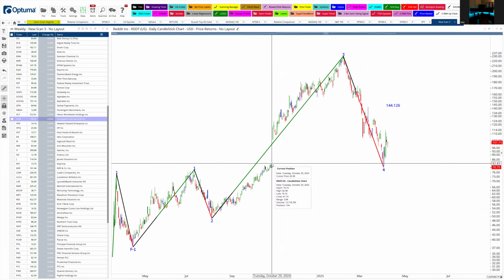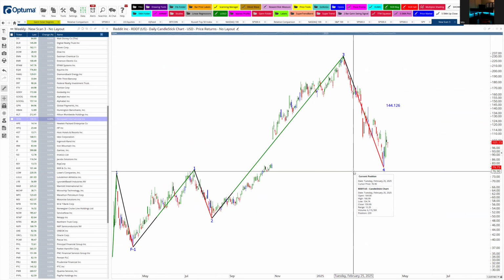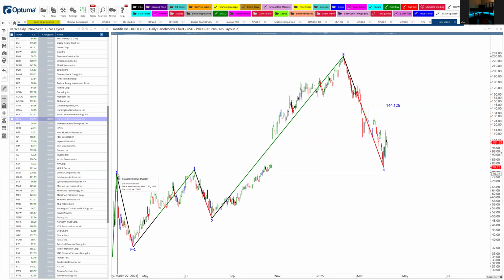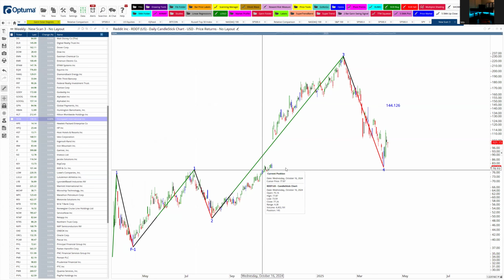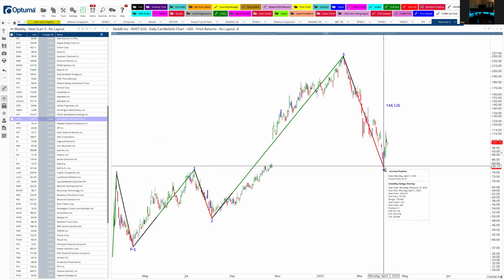It filled that gap. There's a lot of support here for this stock. Right here, to this swing high, and this swing all the way came down here.